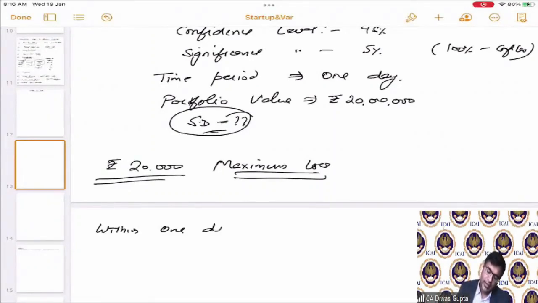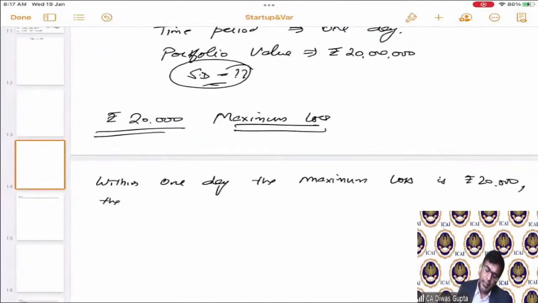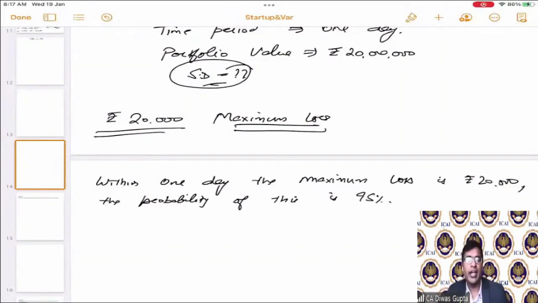Within 1 day, the maximum loss is 20,000. That can happen. Correct. The maximum loss is 20,000. The probability of this is 95%. We are only 95% sure that the maximum loss will be 20,000 in a single day on this kind of a portfolio where you are having an initial investment of 20 lakhs. Okay. So we are saying that the maximum loss is 20,000. So it can be anything, let's say 18,000, 19,000, 19,500, or even 20,000. It can be maximum up to 20,000, and the percentage surety for that is 95%.